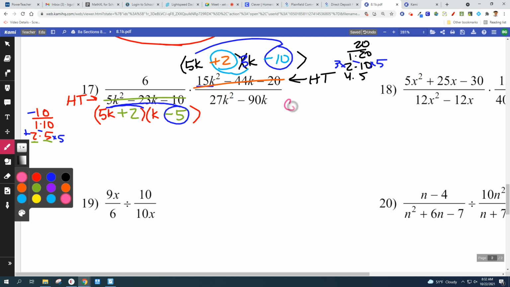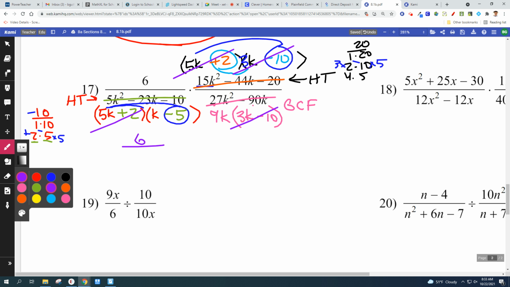Okay. Now on the bottom, we've got a GCF, right? Bottom here, we've got a GCF. Both of those numbers are divisible by 9k. And then we'd be left with 3k minus 10. Excellent. So we should be able to see a bunch of stuff that cancels now. All right, I've got 5k plus 2, gone. 3k minus 10, gone.